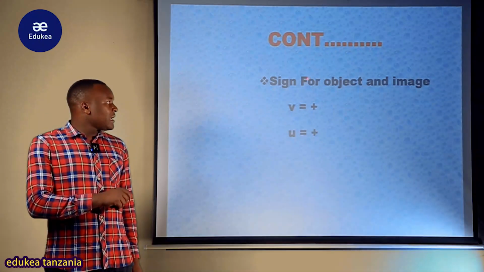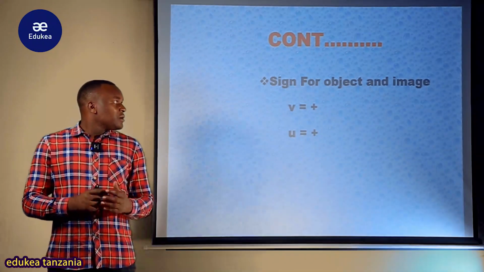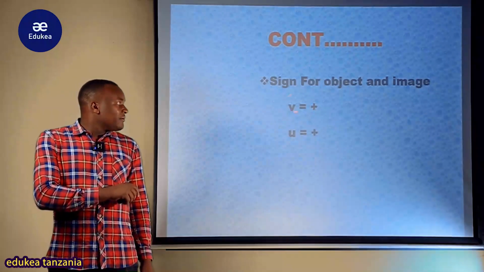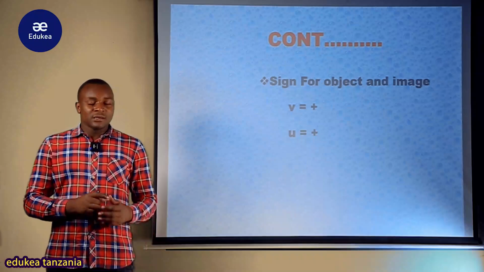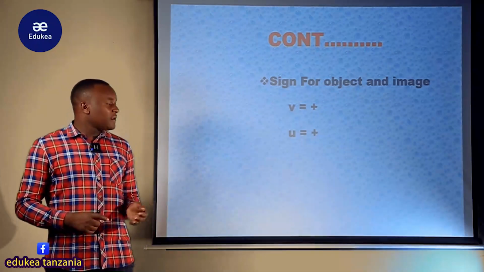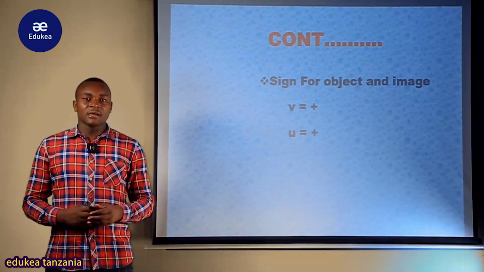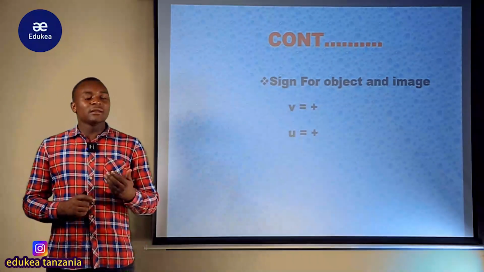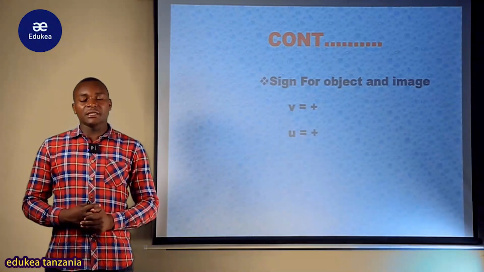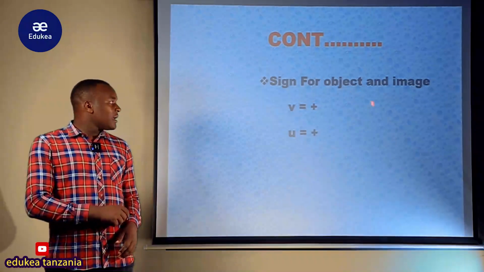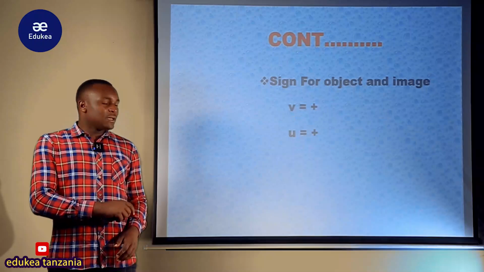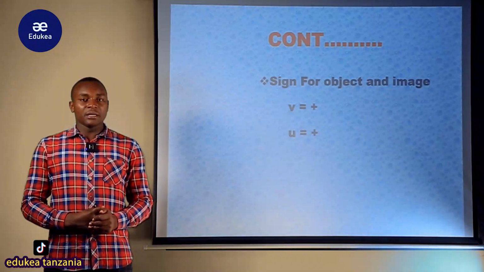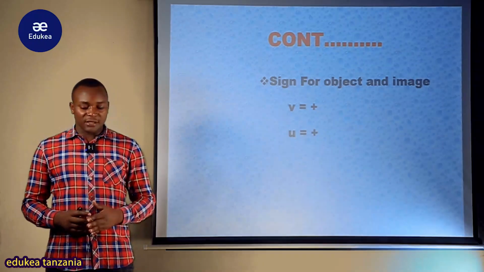So this is sign for object and image. So for real image we say that image distance must be positive, but also object distance must be positive. These are the formulas when the image formed is real. We use v is equal to positive, but also object distance will be positive.